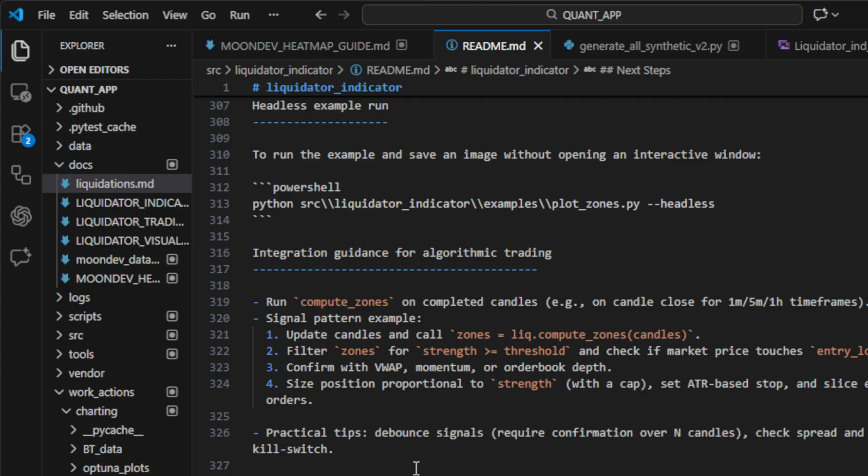Confirm with the volume weighted momentum or order book depth. Size positioning proportional to strength with a cap. Set ATR based stop and slice execution for large orders. Practical tips: debounce signals, require confirmation over N candles. Check spread and depth and maintain a kill switch.